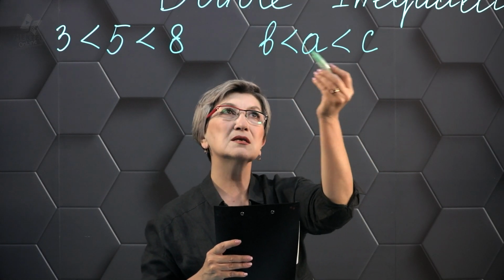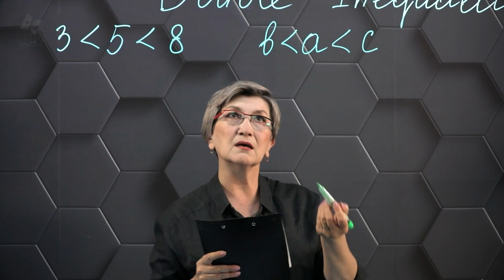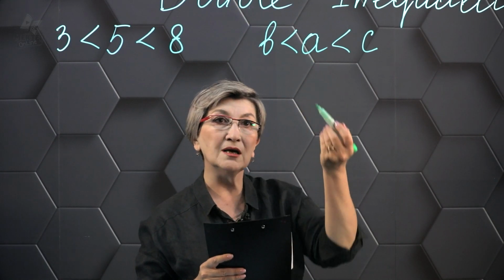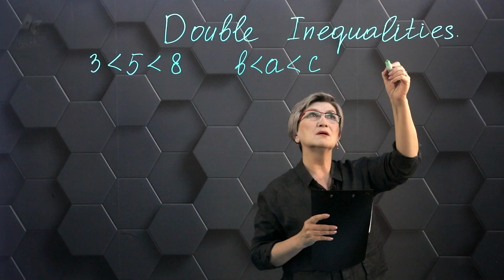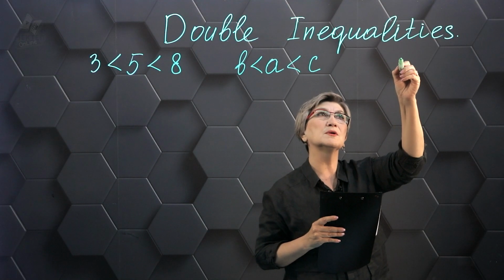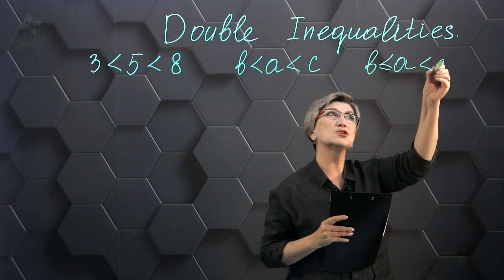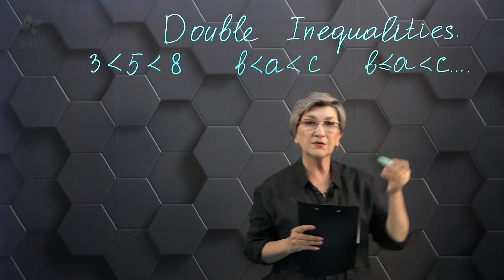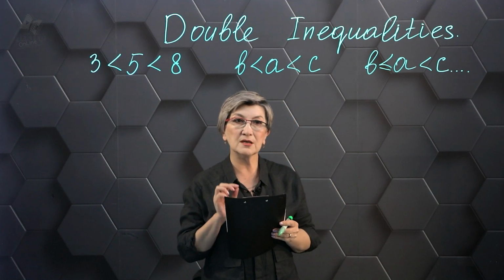Also, if we see inequality symbols, they can be of different types. They can be strict or non-strict. We can work with the following double inequalities. For example, A is greater than or equal to B but less than C. And I can provide many such examples, but we will solve the inequality.